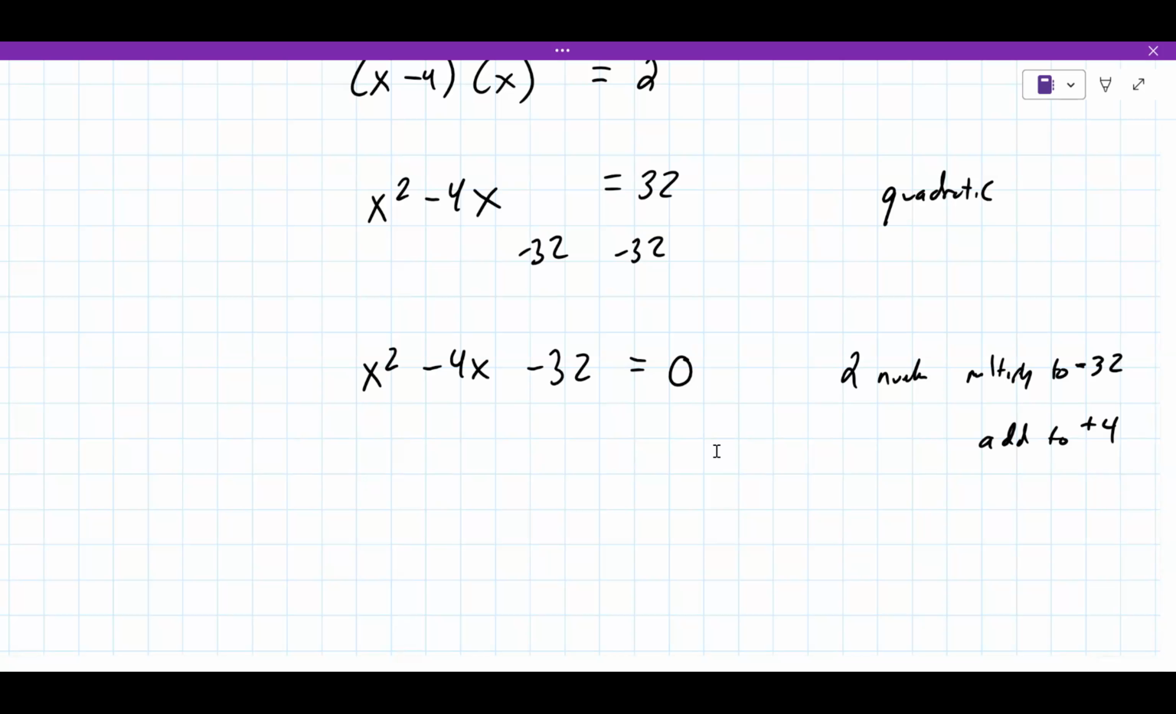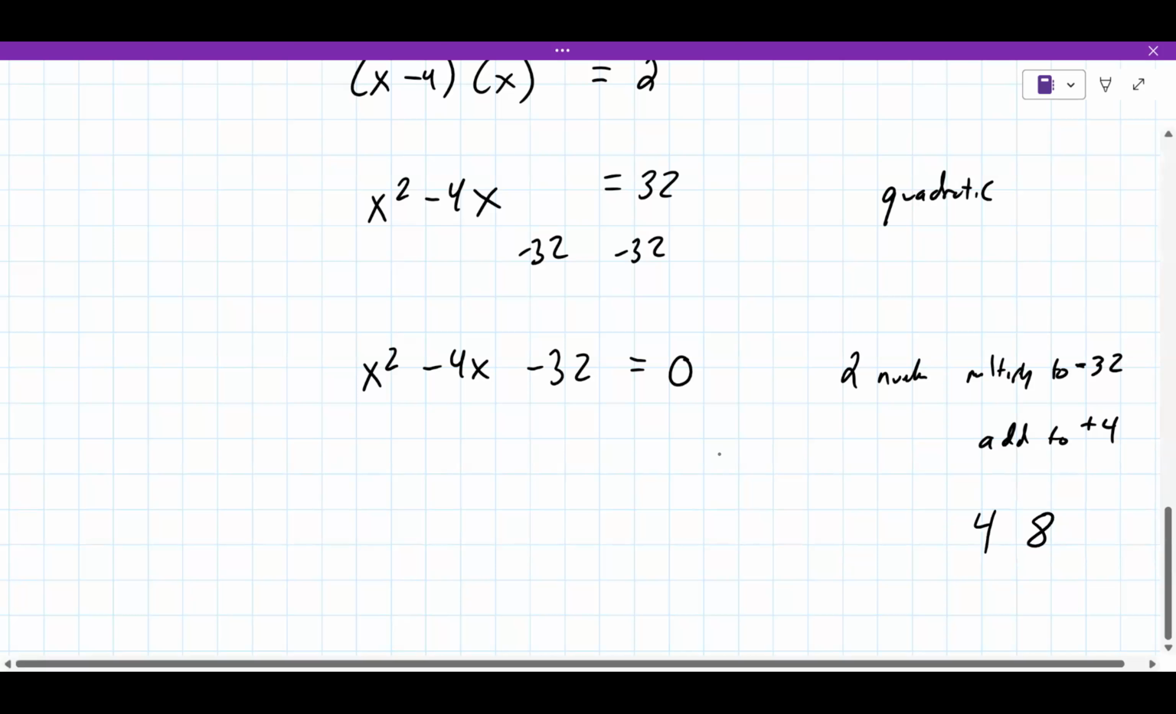Oh, that would be numbers that multiply to -32, but add to +4. Well, that would be like, hold on. I was thinking of 4 and 8. There's 4 and 8, yeah. So one has to be positive and one has to be negative.